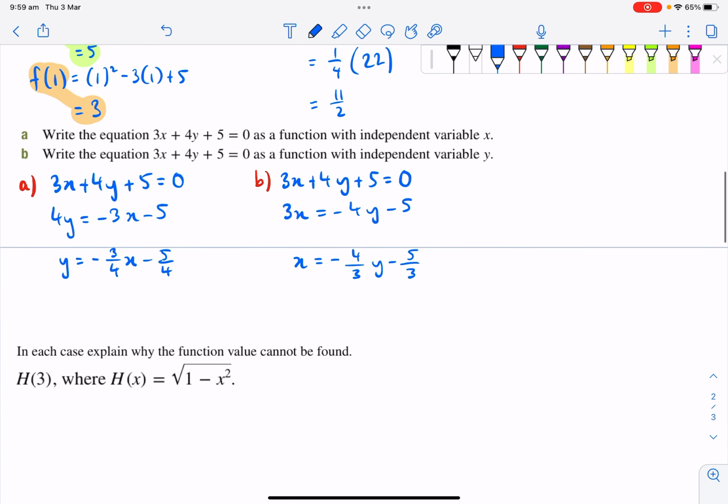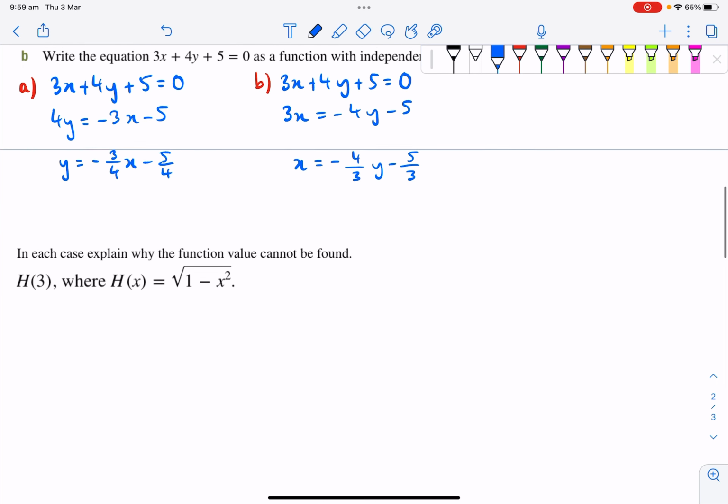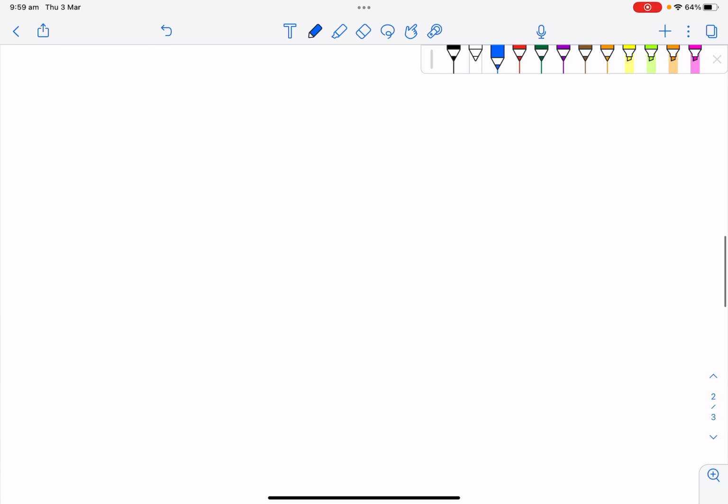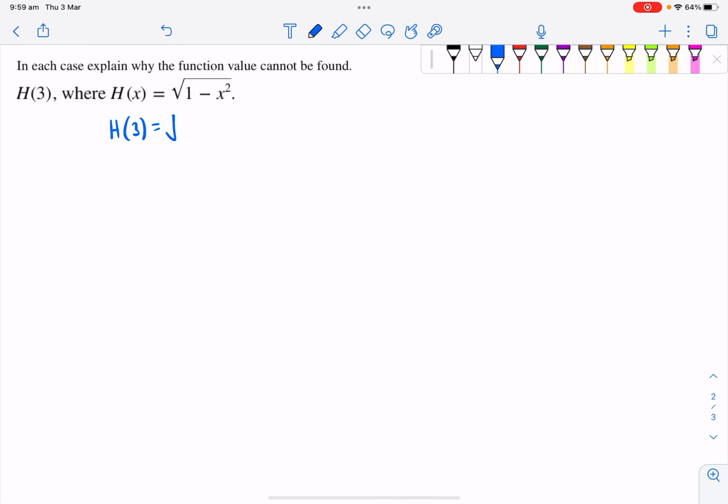And last but not least, this is more of a domain type question. We'll be getting to domain soon. But in each case, explain why the function value cannot be found. Okay, so let's chuck in x as 3, because that's what it's telling me to do, right? See, I'm replacing the x with 3. Square root of 1 minus 3 squared. Now, if you calculate this, you're going to end up with square root 1 minus 9, which equals the square root of negative 8.